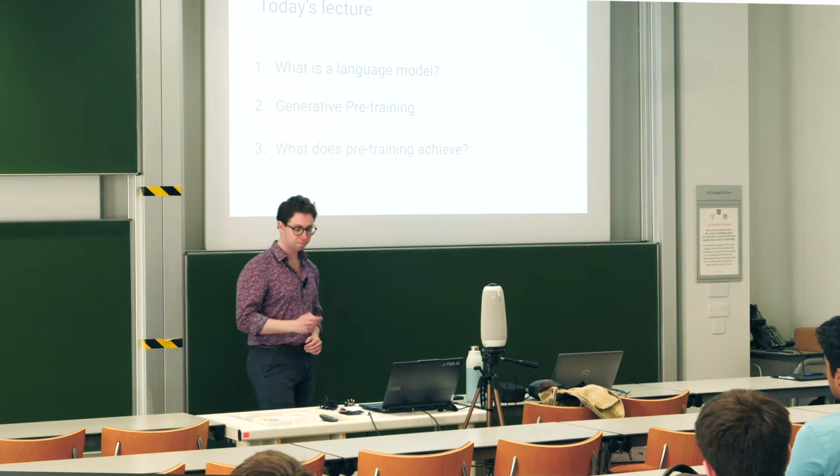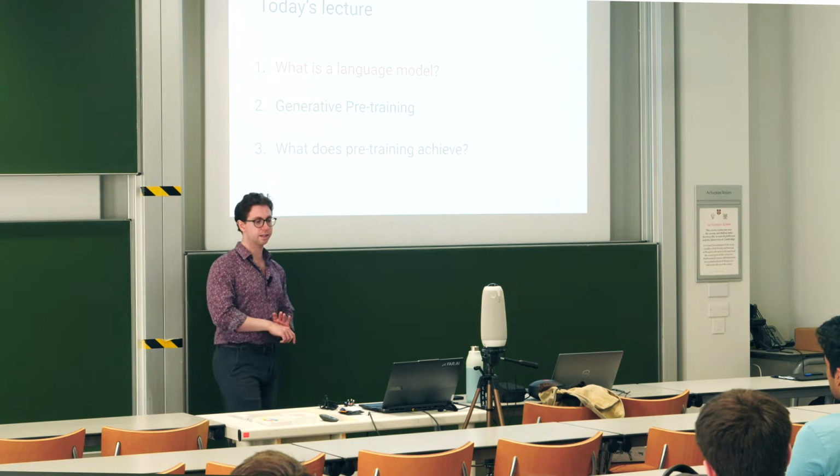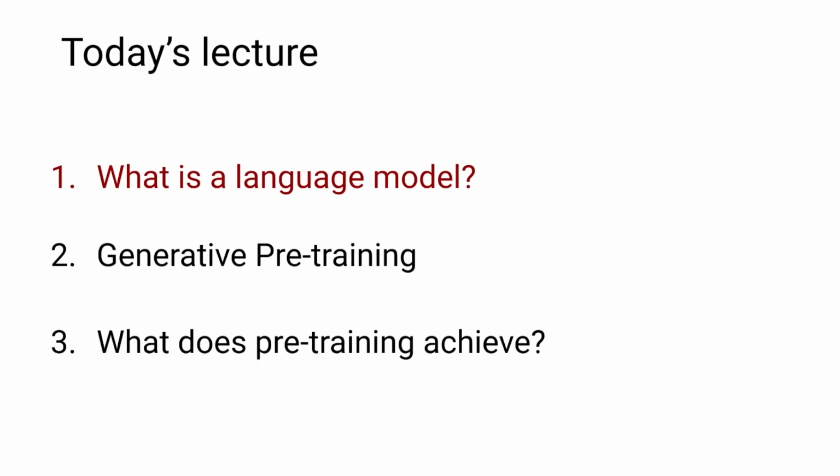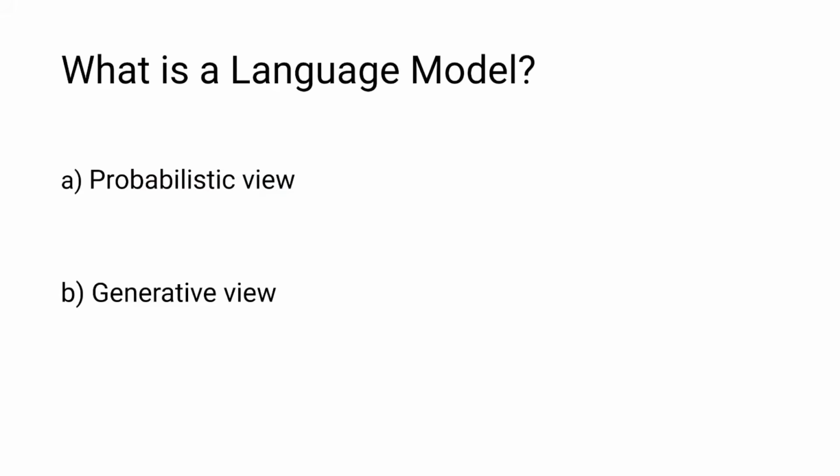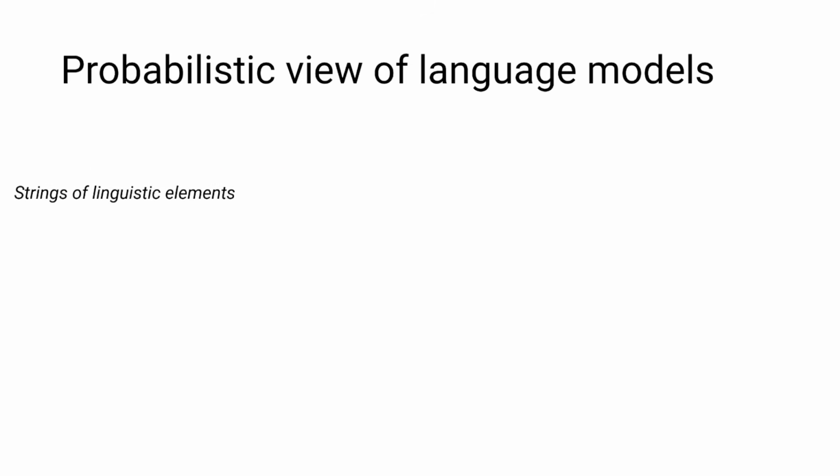All right. So let's jump right into the first section of the course. What is a language model? So I'm going to give you 2 different views on what a language model is, a probabilistic view and a generative view. So in the probabilistic view, we're going to take strings of linguistic elements, and I'm being purposely vague here about what I mean by linguistic element, and I'll clarify that in the next slide.